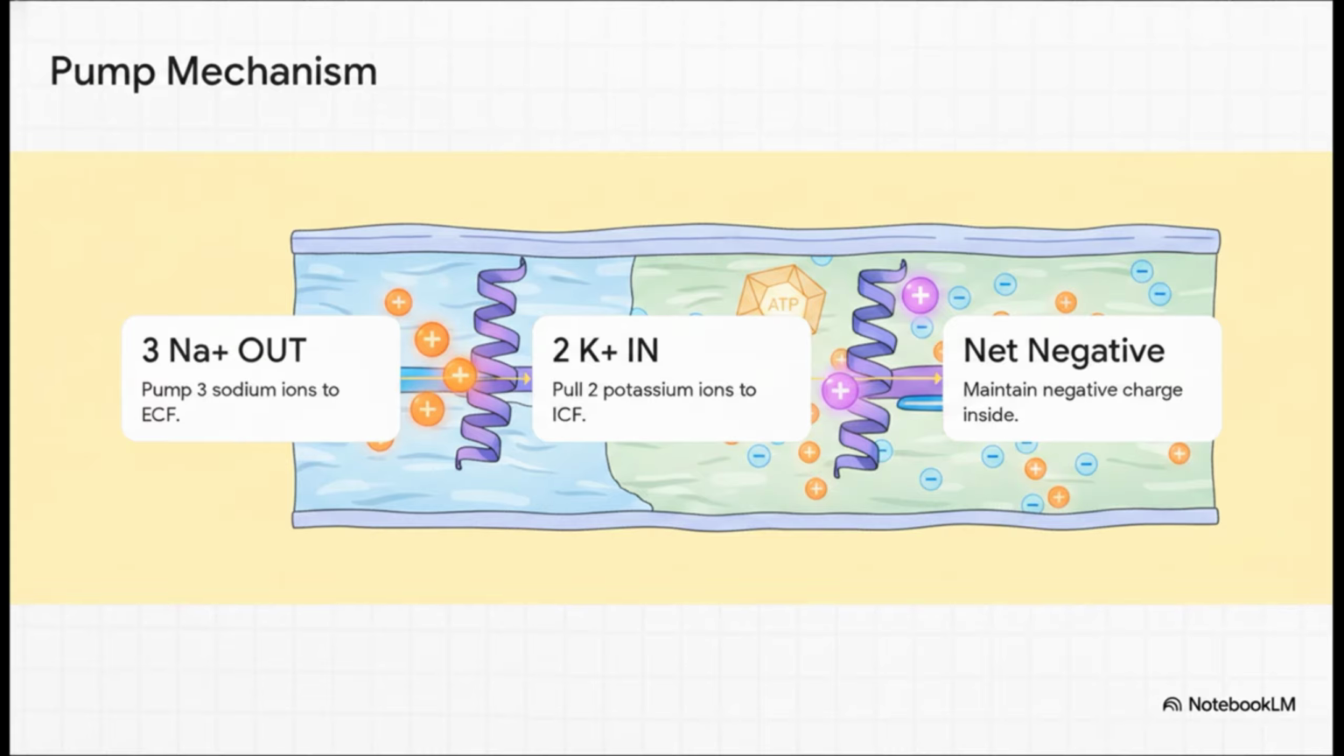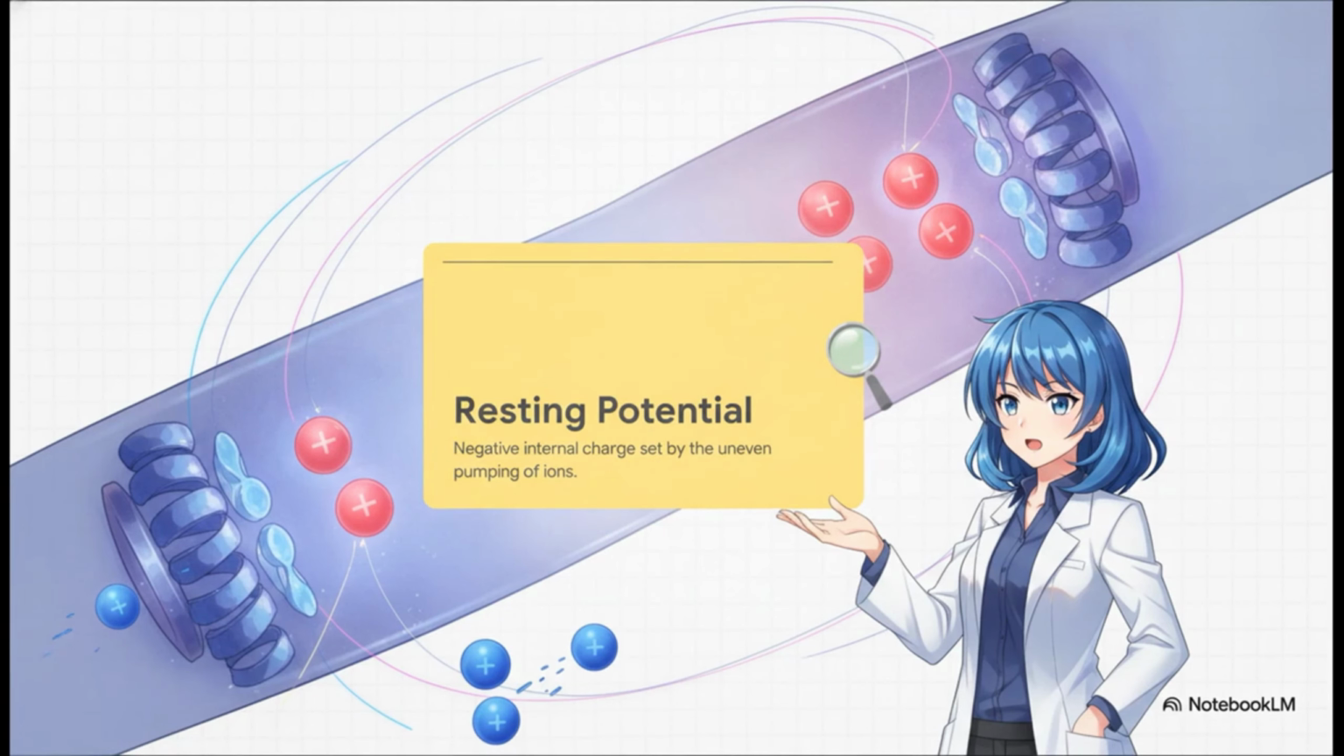Now, think about the math there. It's constantly pushing 3 positive charges out, but only bringing 2 positive charges in, so it naturally maintains a net negative charge inside the cell. And that uneven exchange brings us to a massive physiological concept, the resting membrane potential. This is precisely that negative internal baseline established by this lopsided 3-out, 2-in pumping action.